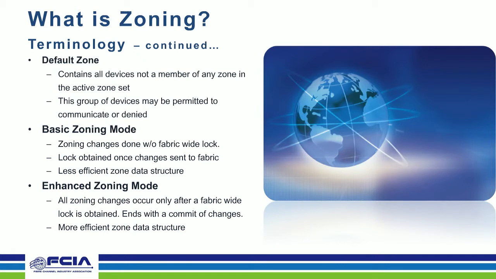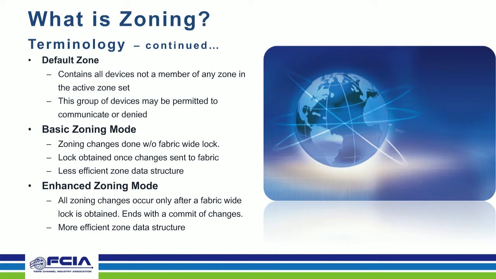There are two modes in zoning: basic and enhanced. In basic zoning mode, zoning changes are done in a specific switch, and then a lock is obtained once the changes are sent to the fabric. It has a less efficient zone data structure because you have some repeated things. If you have the same zone in multiple zone sets, that zone would be repeated information in basic mode.